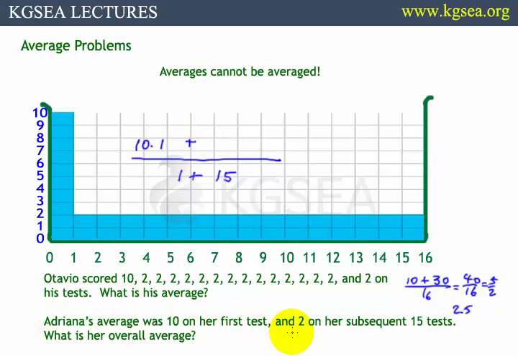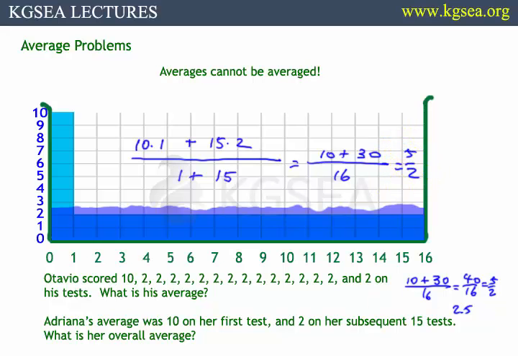That's how much you got, or how much Adriana got. And how much did she get on the subsequent 15 tests? She took 15 tests, average of 2. So therefore, she got 30. So in other words, we are finding how much she got total here. So it's 10 plus 30 over the total number of tests, 16. So the rest is, well, it looks identical. The answer will be identical. It's 5 over 2. Once again, it's this height that I was telling you about.